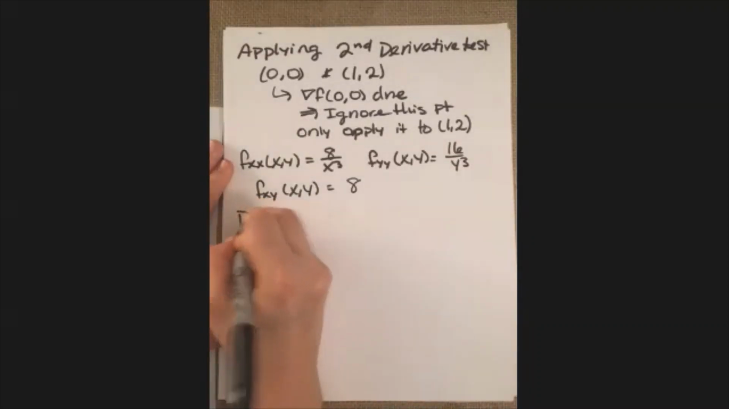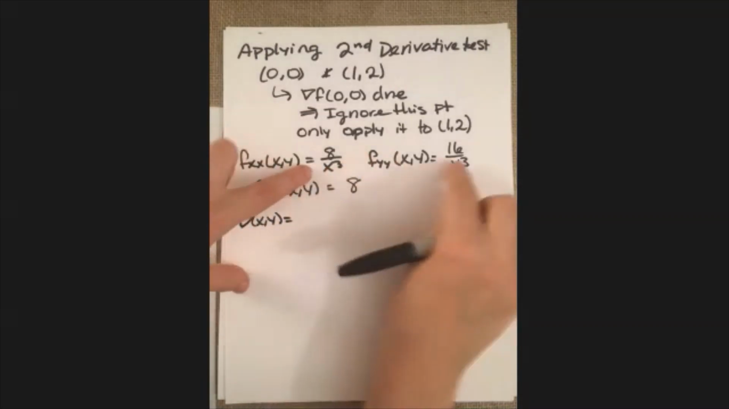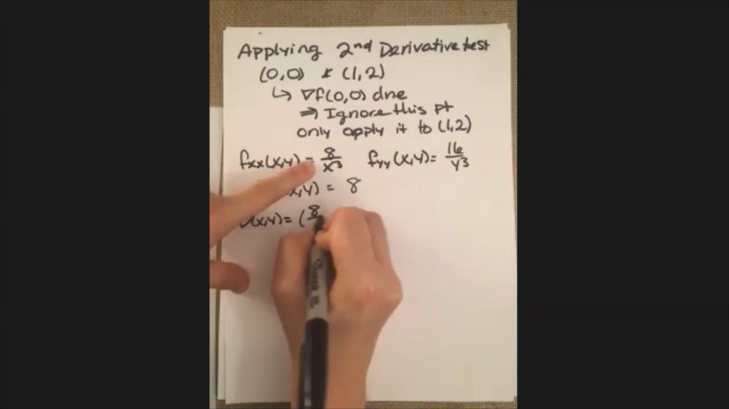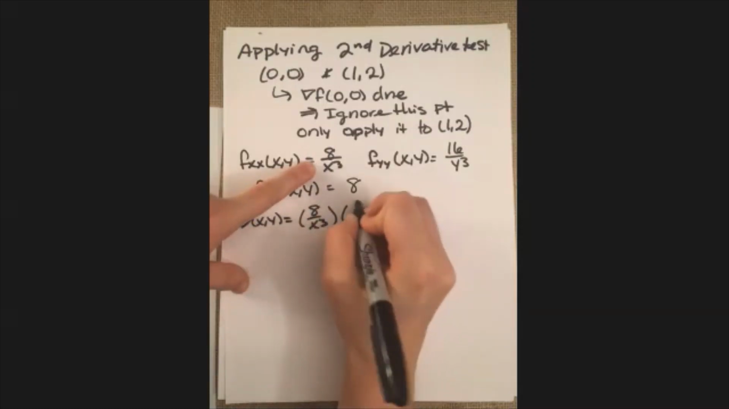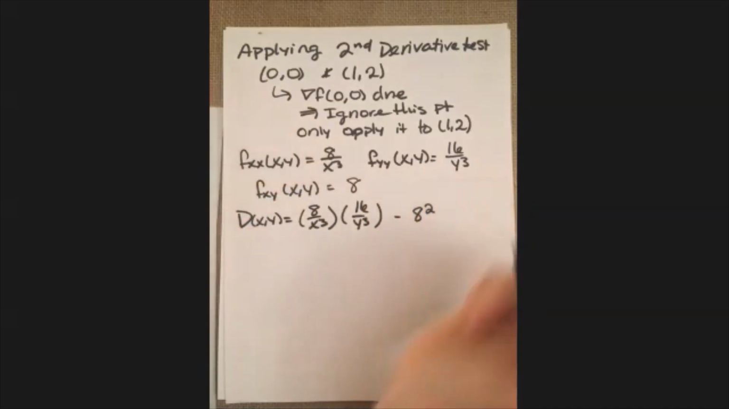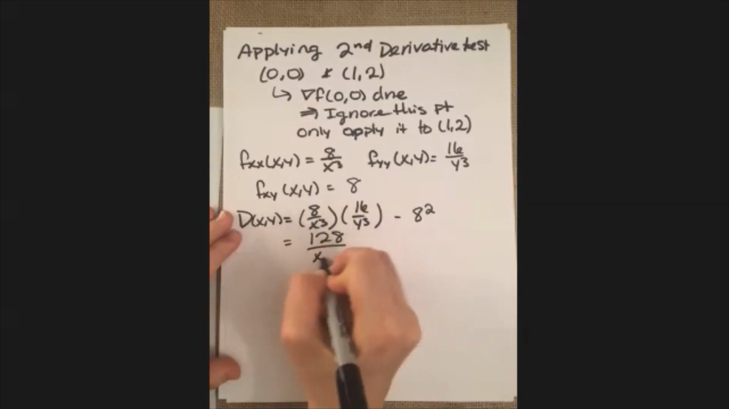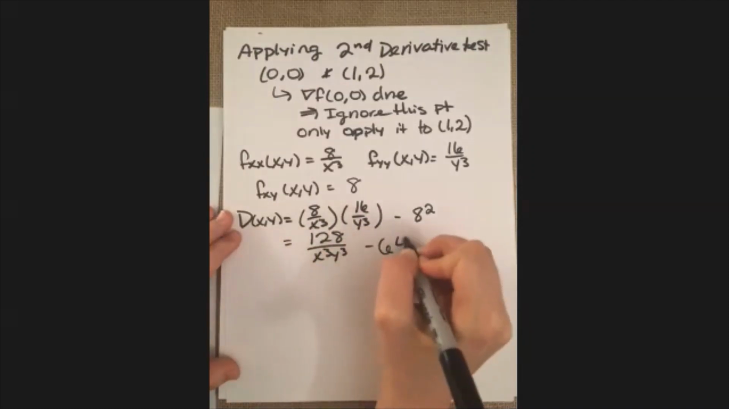So D(x,y) is equal to, and now we're going to plug these pieces in, 8 over x cubed, times 16 over y cubed, and then minus 8 squared. So this is just equal to 128 over x cubed y cubed, minus 64.